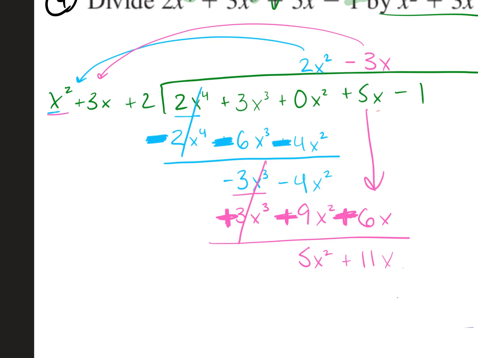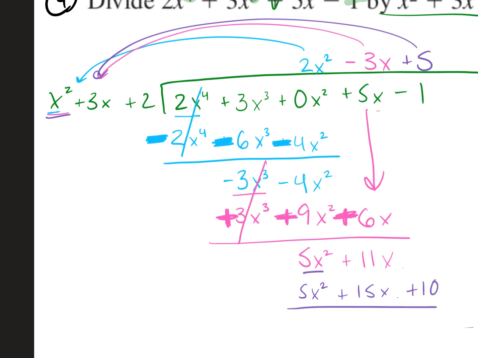Do the same thing again. Divide. 5x squared divided by x squared. We're taking 2 of the x's away. So then I'm left with 5, just 5. If I have 5x squared and I take 2 x's, I'm just left with the number out front. So 5 times everything out front would be 5x squared plus 15x, and 5 times 2 would be 10, so plus 10.